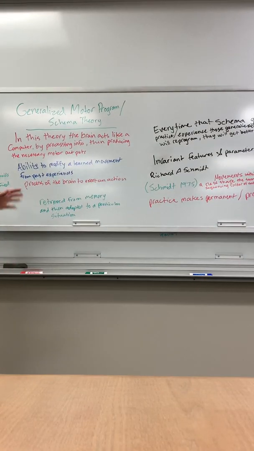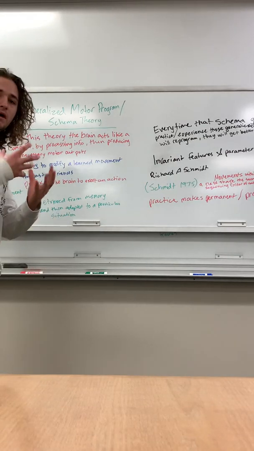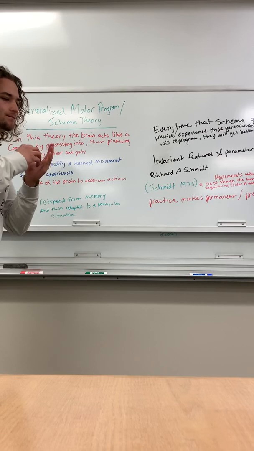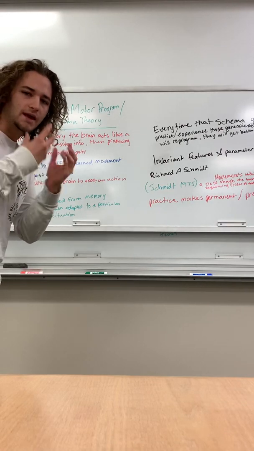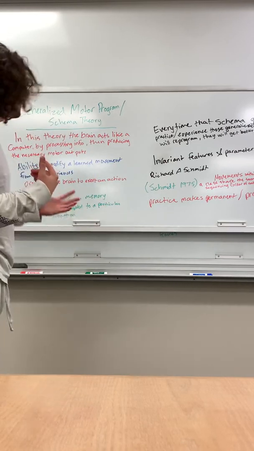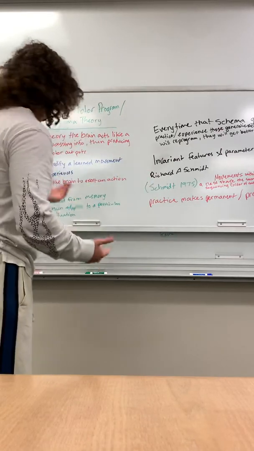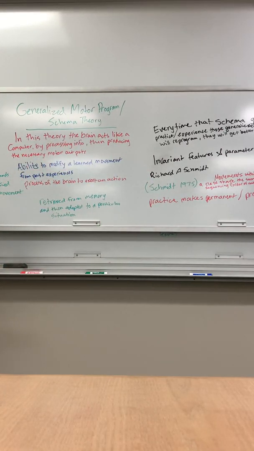So with this generalized motor program and schema theory, to summarize it, Richard A. Schmidt came up with the schema theory. He talks about how the brain is like a computer, how our brains already have pre-programmed settings, like controls and movements already programmed in our brain. Our brain just needs to learn how to process that info and produce the movement or the motor output. So, I guess, a set of motor commands that is specified before movement initiation.